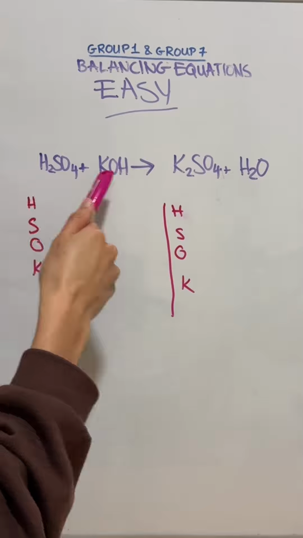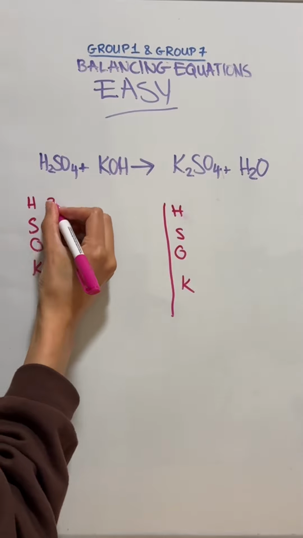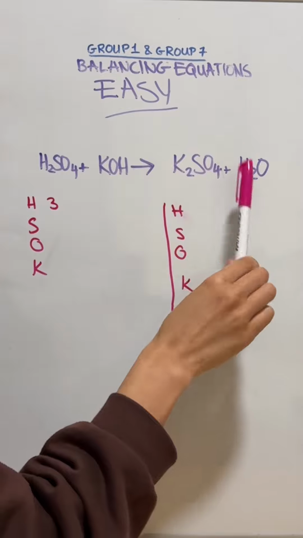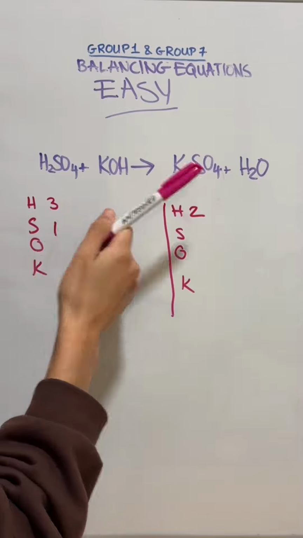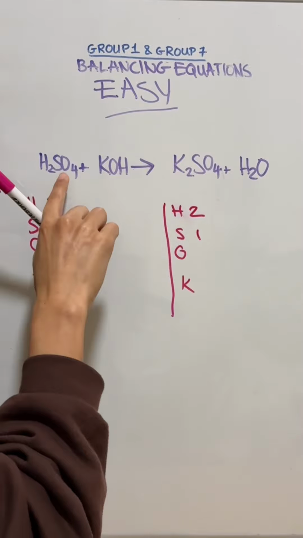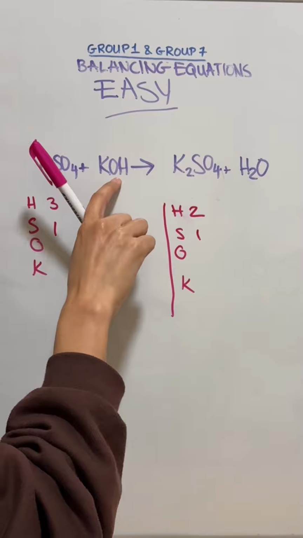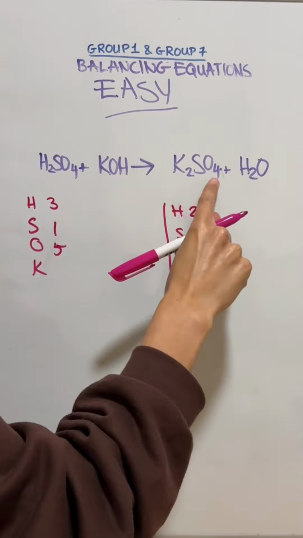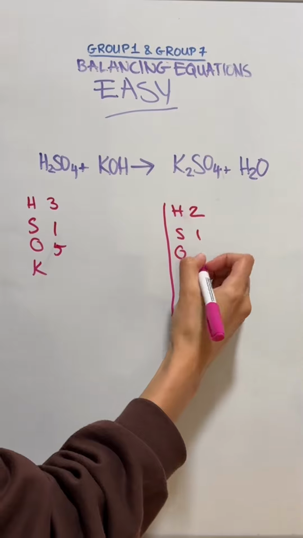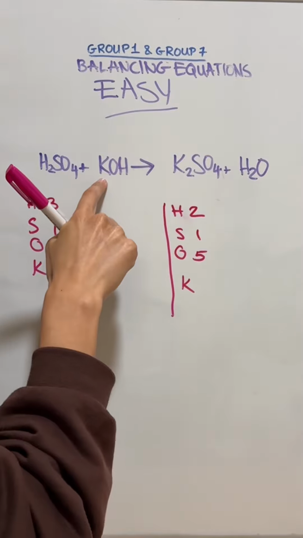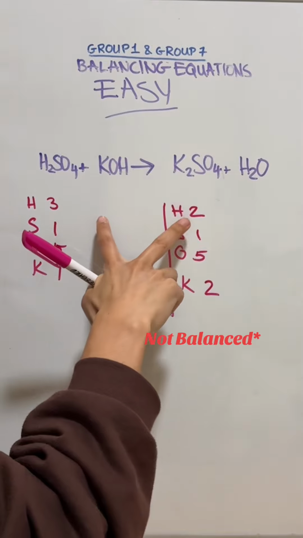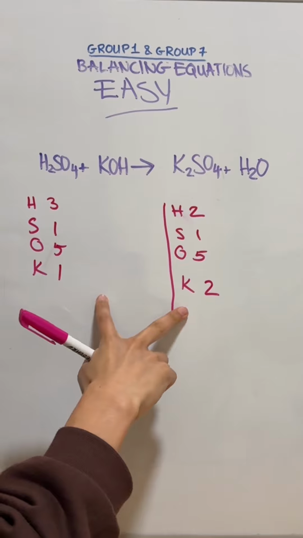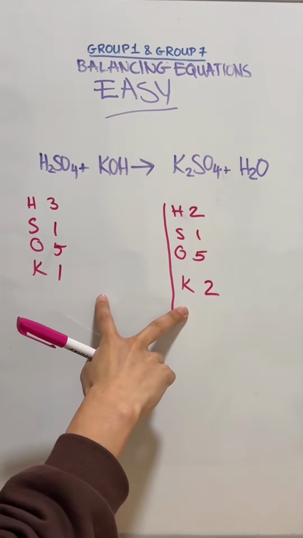So I have 2 hydrogens here and another one here, so 3 hydrogens on this side and only 2 hydrogens on this side. How many sulfurs do I have? 1 on this side and 1 on that side. I have 4 oxygens here plus 1, so 5, and 4 oxygens here plus 1, 5 oxygens. I have 1 potassium here and 2 potassiums there. So it's unbalanced because my hydrogens and my potassiums are unbalanced.